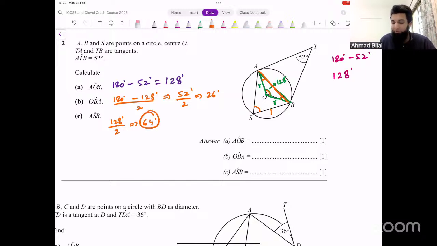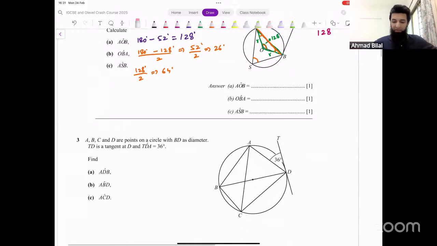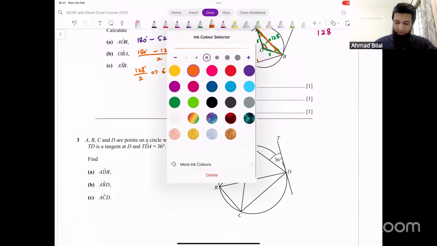The angle at circumference is half the angle at the center. Angle at center is twice. So in order to get from the angle at the center to the angle at the circumference, we have to divide that by 2, and that gives us 64 degrees. That's the angle ASB. All right. Now let's have a look at another example. Let me just adjust the pen size quickly.